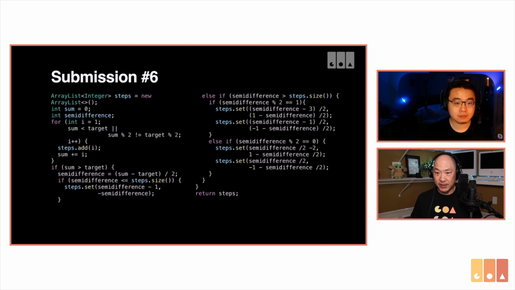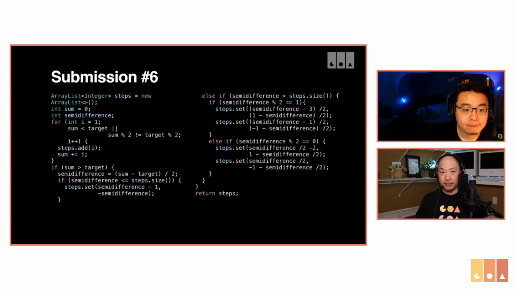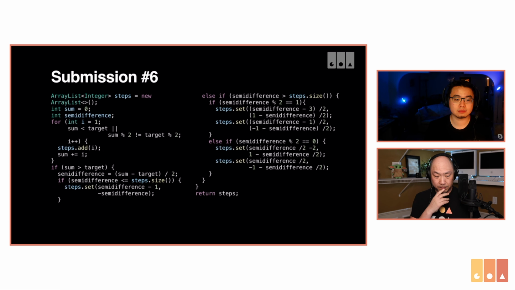This one here is submitted by Eric. But actually, Oscar and Jason had something that looks very similar as well. So a very similar algorithm.